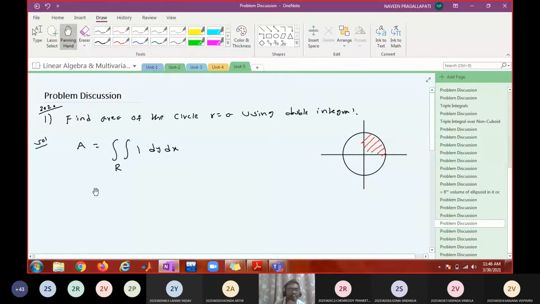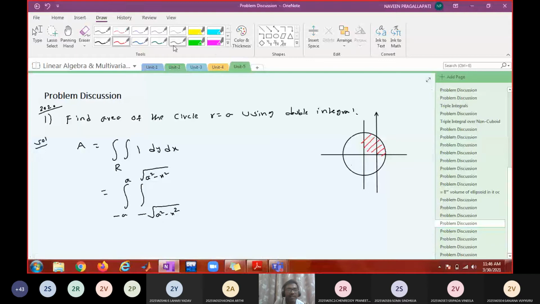Do you follow? So original integration is actually from minus root of a square minus x square to plus root of a square minus x square, and x from minus a to a, because if you are drawing a line parallel to the y-axis, it is entering through the circle and leaving through the circle, and so the value of y on the circle is from minus to plus. Okay, so 1 dy dx.